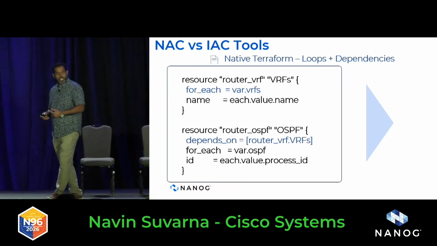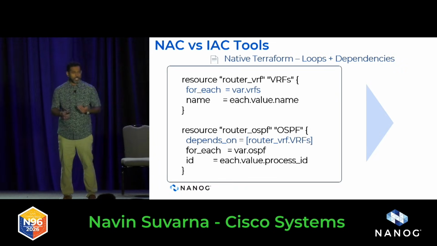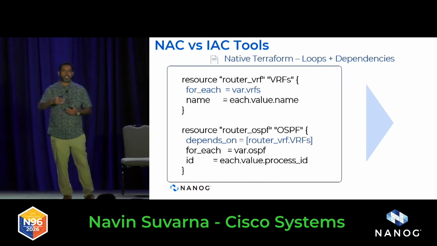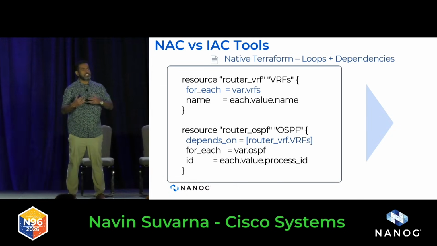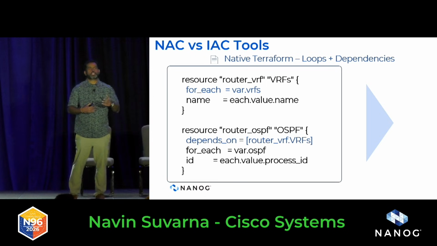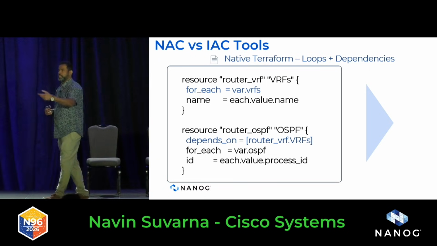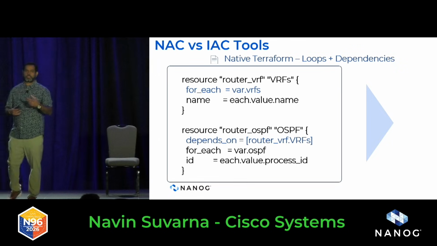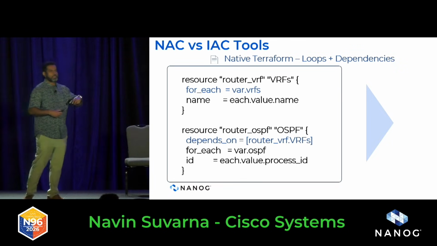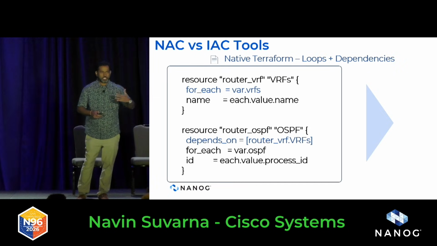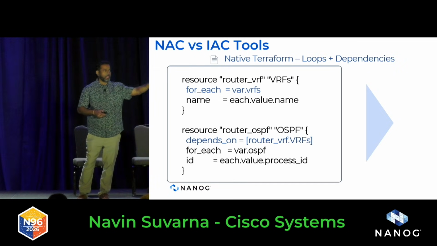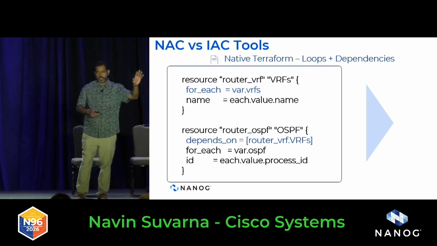Secondly, I need to define my dependencies, right? So I need to define my loops to loop through multiple variables, and then define my dependencies between my variables. So if I need to associate an OSPF process with the VRF, I'll have to ensure that the VRF is configured first, and then the OSPF process is attached to that VRF configuration, right? So this is native Terraform. You need to define your variables, you need to define your loops, you need to define your dependencies.